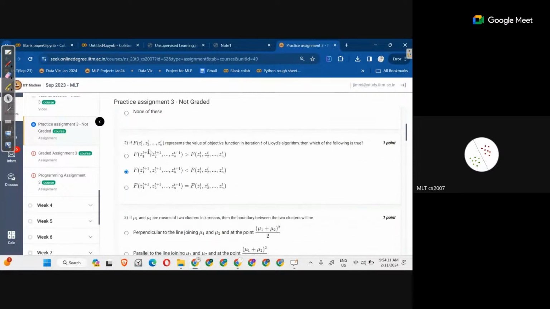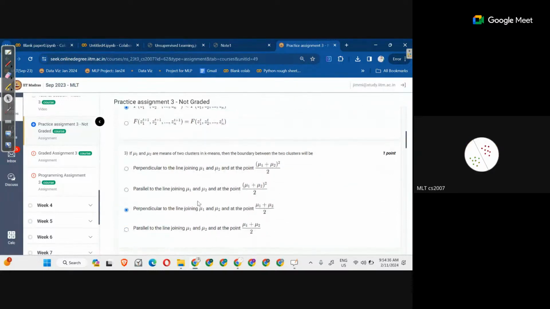Let's move to question number 2. It says that if f of z1 t represents the value of the objective function in iteration t of Lloyd's algorithm, then which of the following is true? If we are going for the t plus 1th step, then obviously this value will decrease only. It's hard clustering, so it has to decrease.